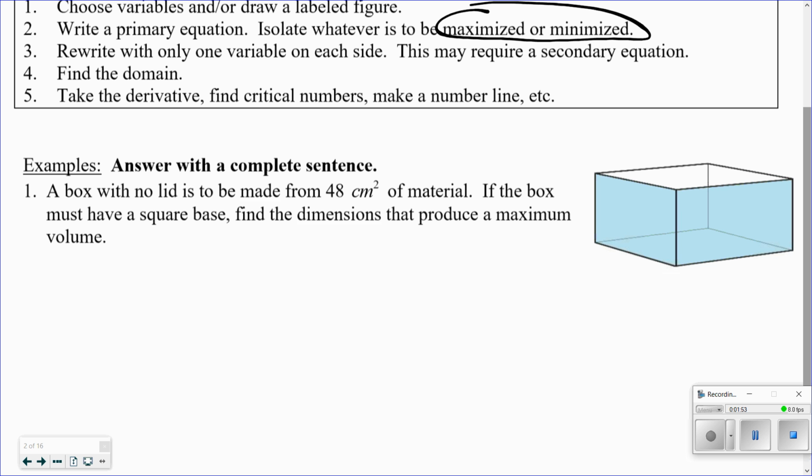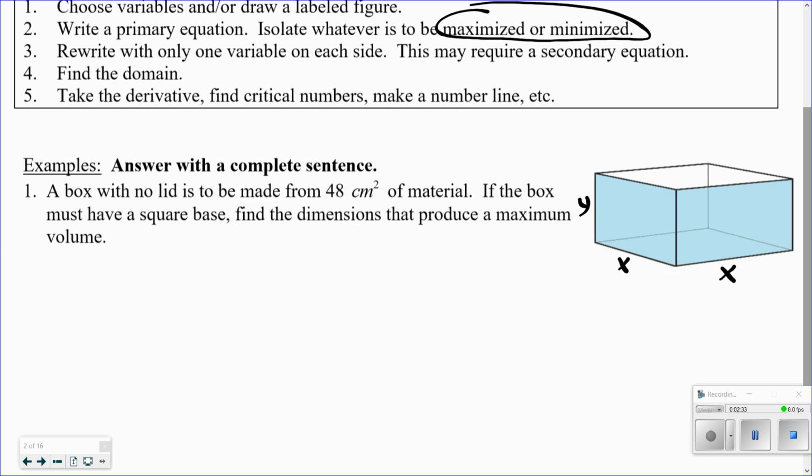Let's decide what our variables are. What I'm trying to maximize is the volume. We're talking about the volume of this box, so let's label it. It does say it has a square base, so I'm going to call the 2 sides of the base both x. Since it's a square base, they have to be equal. And then the height doesn't have to be the same, so I'm going to call it y. So I've got x and y. The x is the length of the square base, how long the side of the square base is, and y is the height of the box.